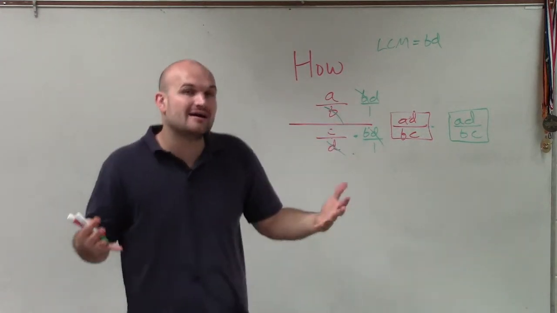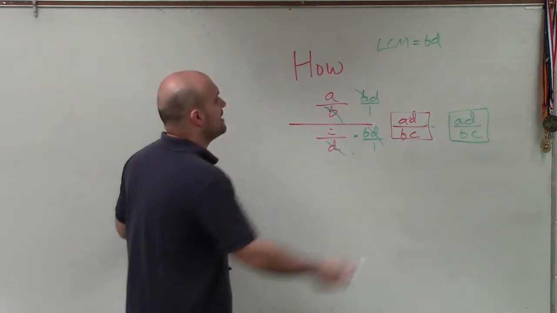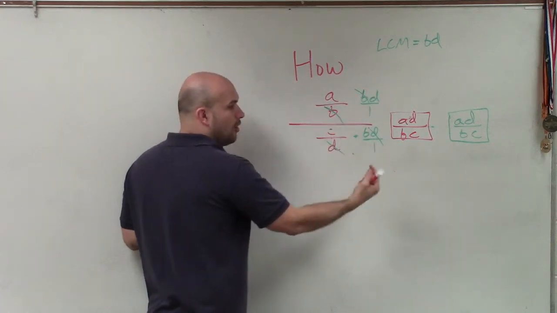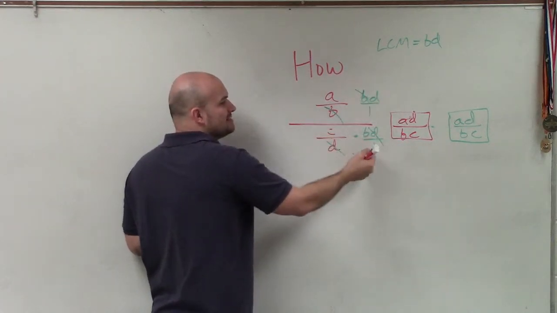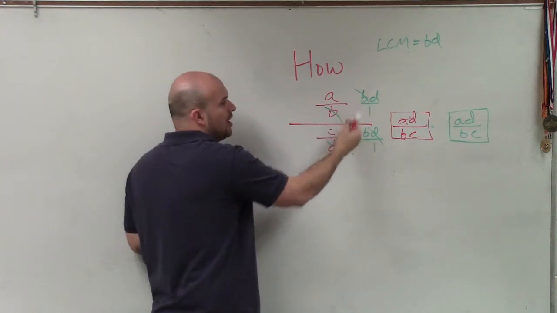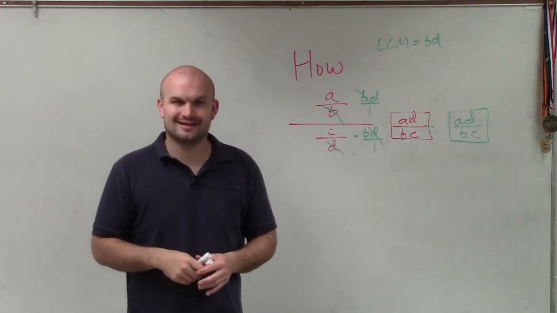And once you have your complex fraction in that form, then you can apply multiplying by the reciprocal of the denominator in the top and the bottom, or multiplying the numerator and the denominator by the LCD, the least common denominator, or the multiple of both of your fractions. So there you go, ladies and gentlemen. That is how you simplify complex fractions.